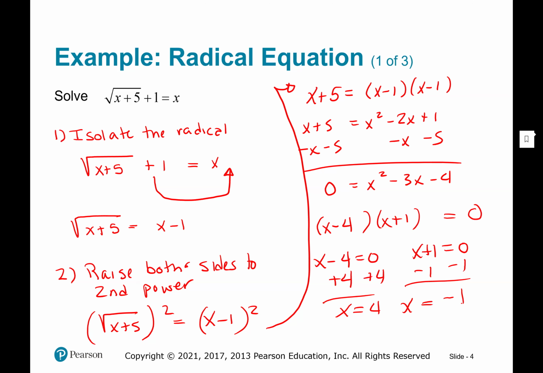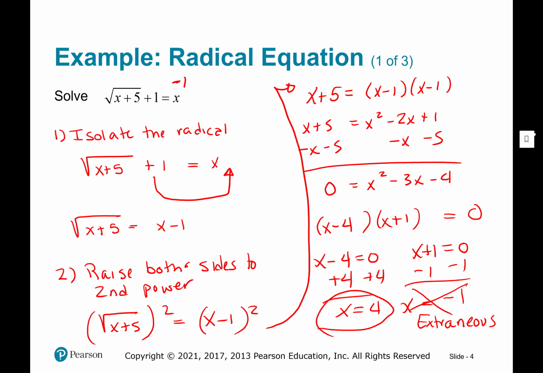Because it doesn't work. If I put in -1 for x, what happens? Well, over here on the right-hand side, I get -1. That's not going to happen. There's no way I can take the square root of something and then add 1 to it and get a negative. Not going to happen. This is extraneous. That is the solution.